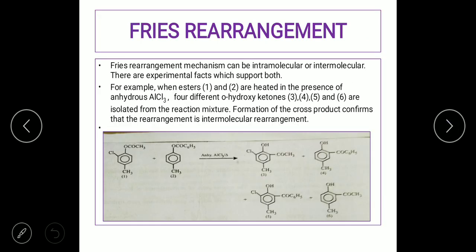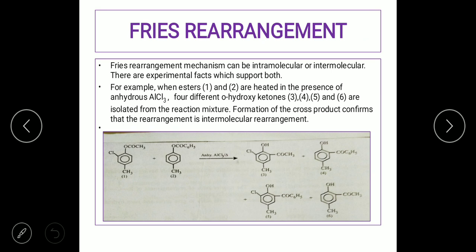Fries rearrangement mechanism can be intramolecular or intermolecular. There are experimental facts which support both. For example, when esters 1 and 2 are heated in presence of anhydrous aluminum chloride, 4 different ortho hydroxyketones are obtained, that is 3, 4, 5, and 6.